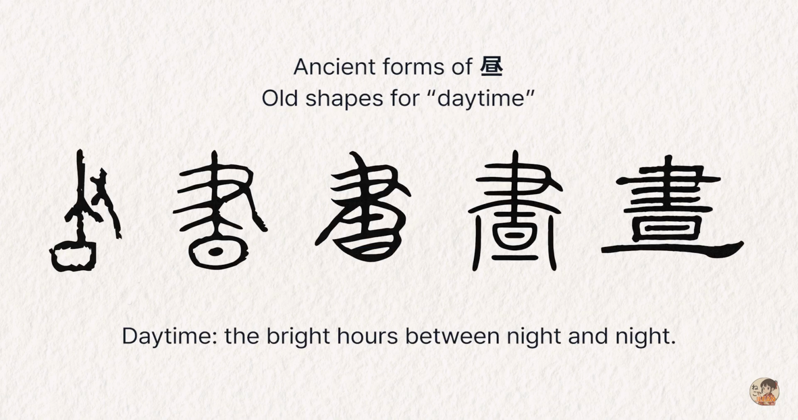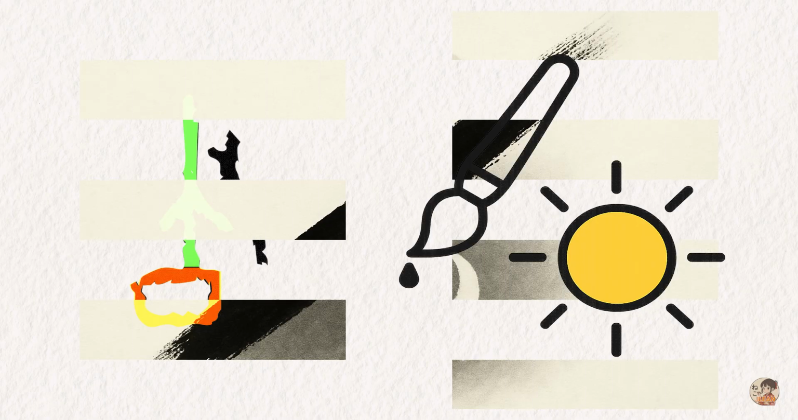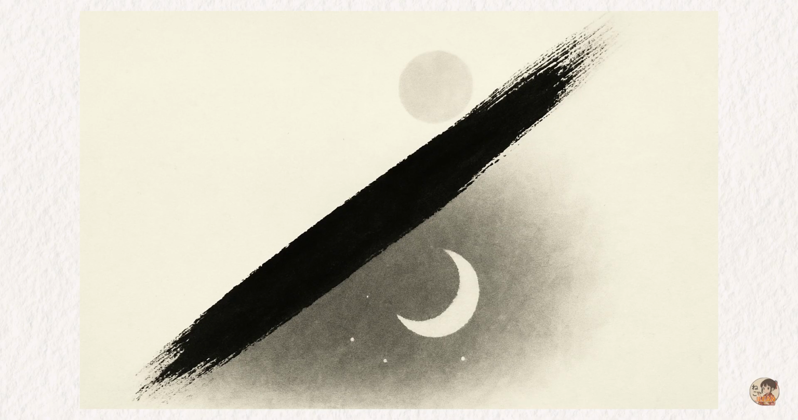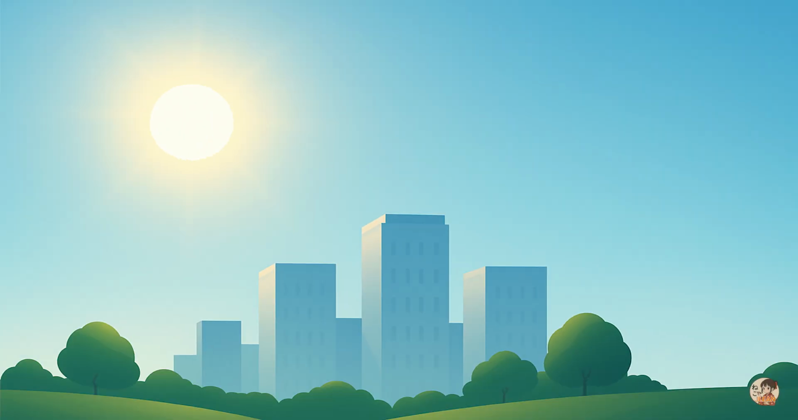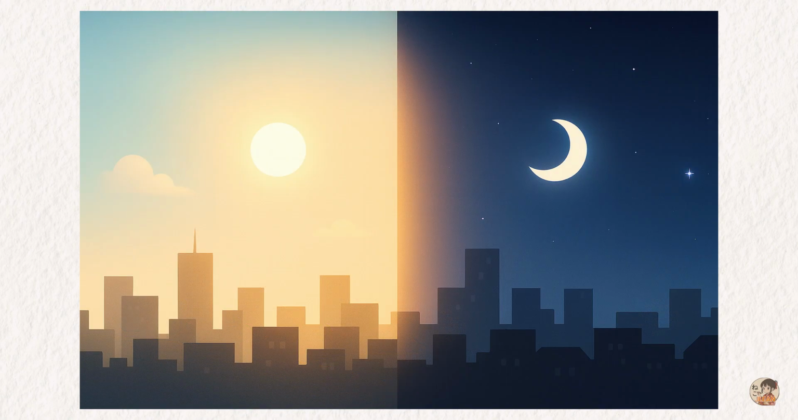Let's go back in time and see how this character's shape first began. When we look at the earliest forms of this character, we can see the sun with an added brush-like stroke. Some classical sources interpret that extra stroke as marking off daytime, the bright time after the sun has risen but before it sets, set against night.